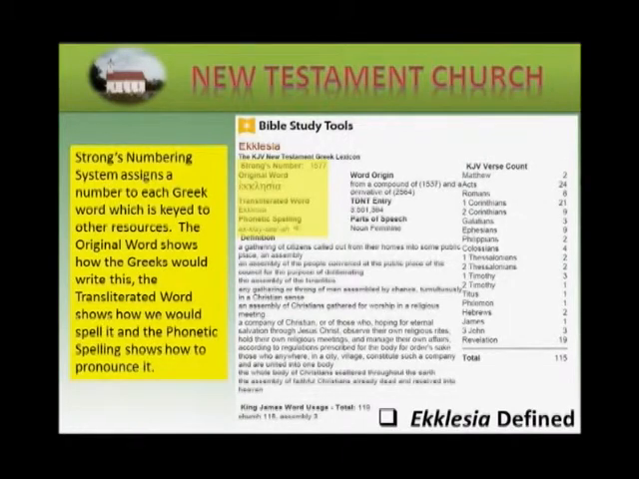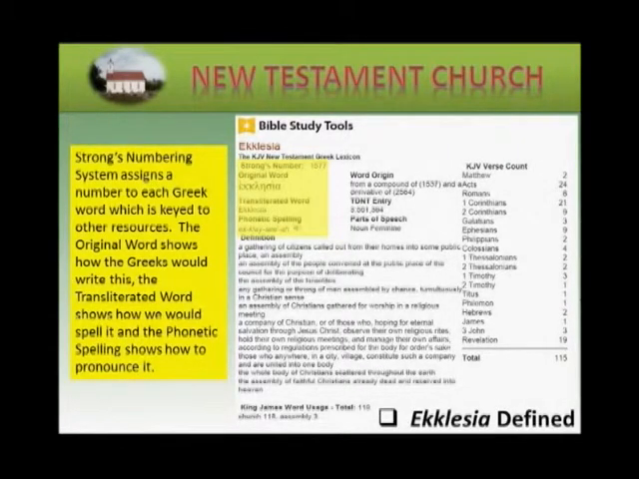This is the Strong's numbering system. That comes from Strong's Concordance. James Strong, or John Strong, whichever one it was, numbered every single word in Koine Greek in the New Testament. And that numbering that he used became very popular. And so people will use that numbering system to go to other comparable Greek words.